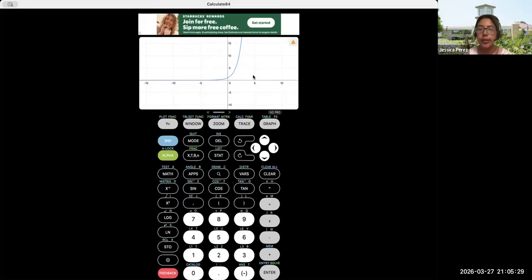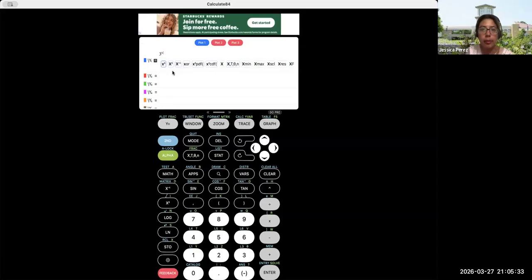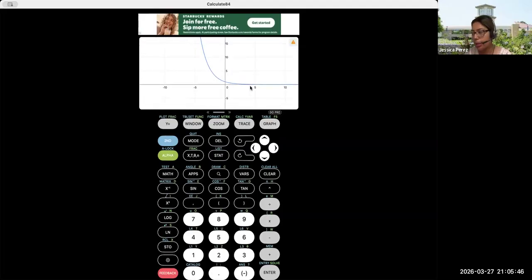Now the next part is due to the -x. So I'm going to go back to y equal, erase it, and put 2 raised to the -x, and then hit graph. See how now it's decreasing as I'm zooming in. Now it's staring down. I'll get the orientation.